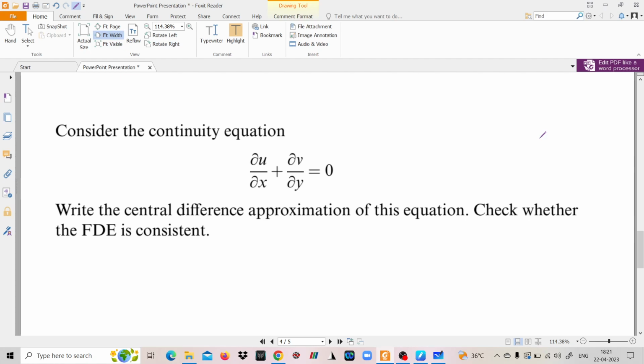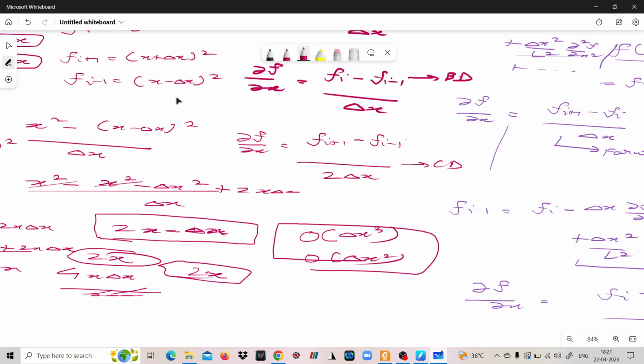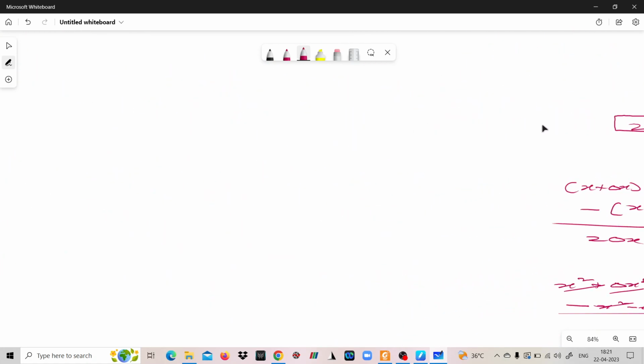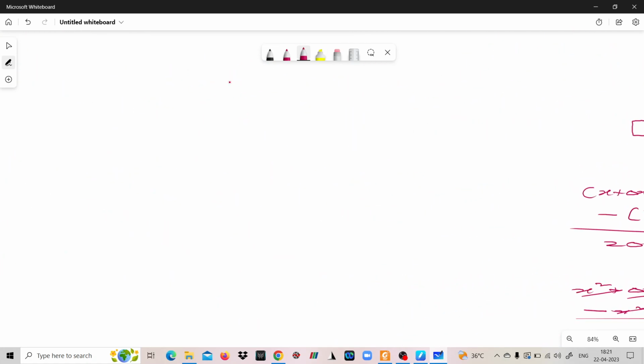Now consider this continuity equation, del u del x plus del v del y. So it is the two dimensional continuity equation for unsteady incompressible flow. We need the central difference approximation of this equation, and we have to check whether this finite difference equation is consistent or not. Okay, so let us see. So what is the equation? Del u del x plus del v del y equal to 0.